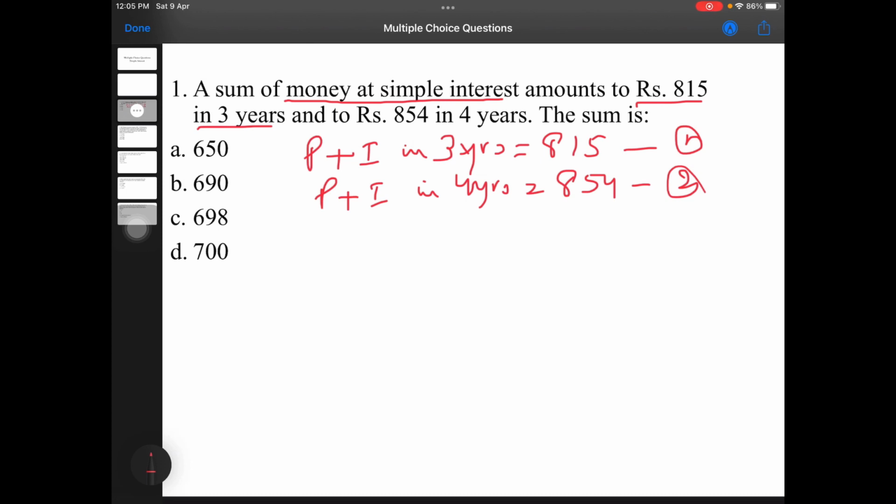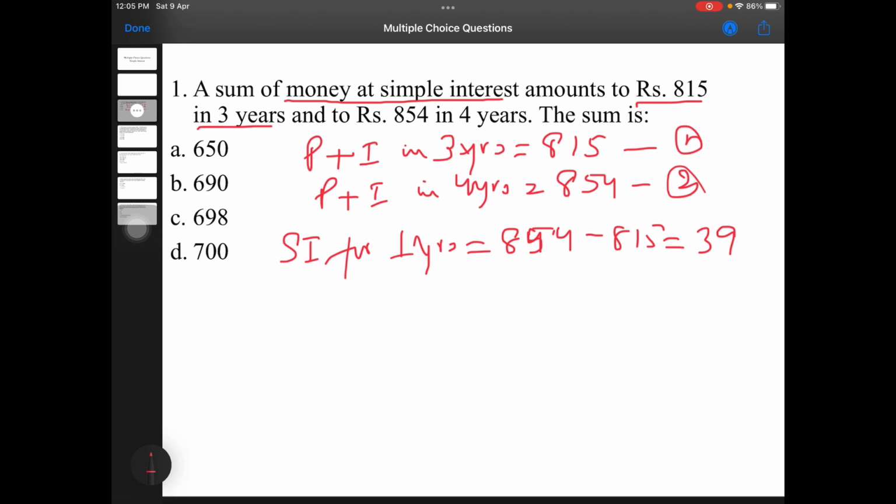So now we have to find the simple interest for 1 year. Since the given data is 4 years and 3 years, the difference of this is equal to 1 year. So by subtracting equation 1 from equation 2, we will get the simple interest for 1 year. So simple interest for 1 year will be equation 2 minus equation 1, that is 854 minus 815. This will be equal to 39. So the simple interest for 1 year is equal to 39 rupees.